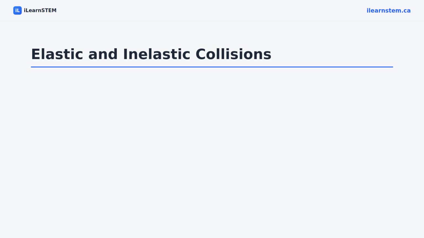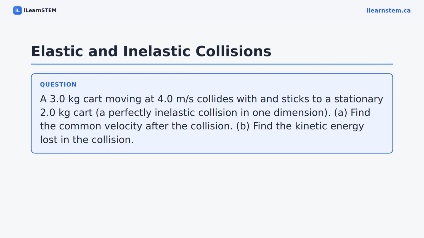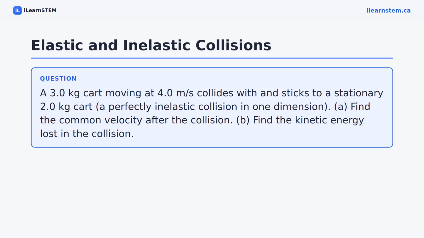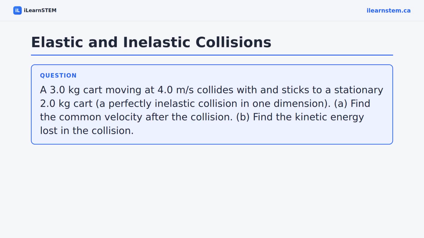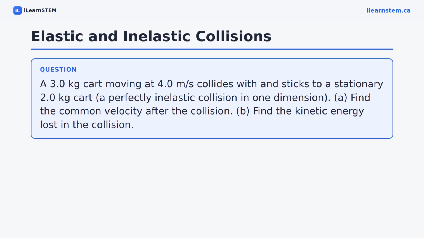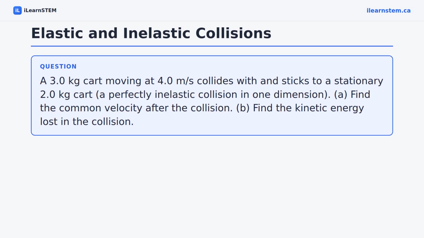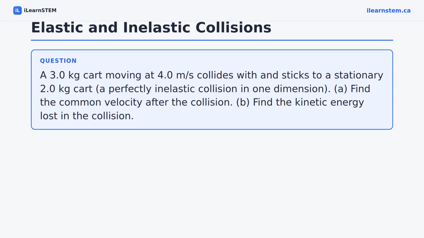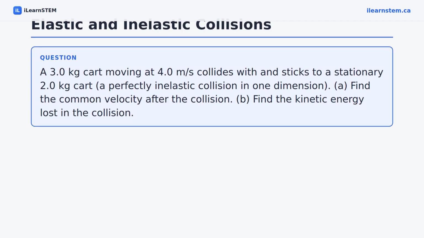We'll practice solving a perfectly inelastic collision problem. Here's the problem. A 3.0 kilogram cart moving at 4.0 meters per second collides with and sticks to a stationary 2.0 kilogram cart, a perfectly inelastic collision in one dimension. Part A. Find the common velocity after the collision. Part B. Find the kinetic energy lost in the collision.